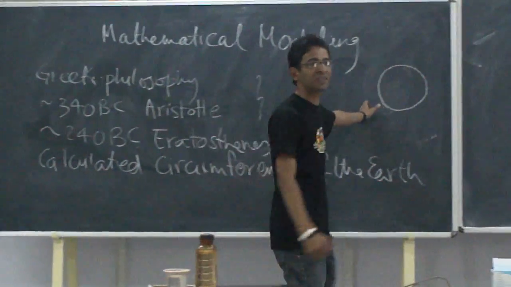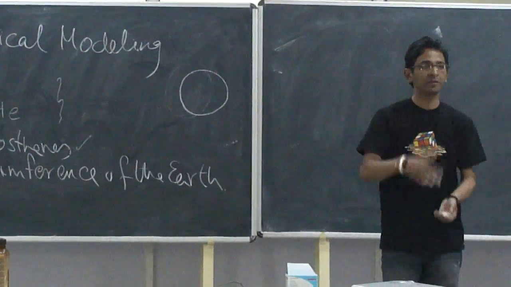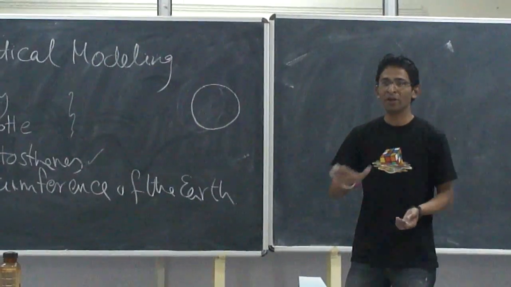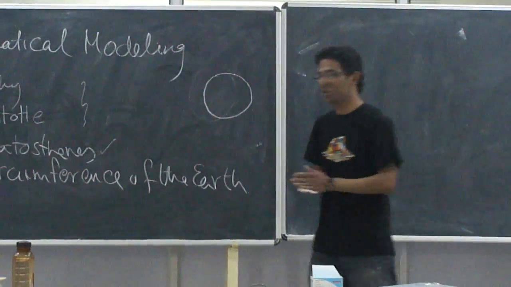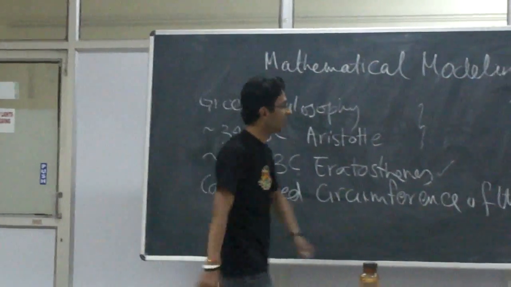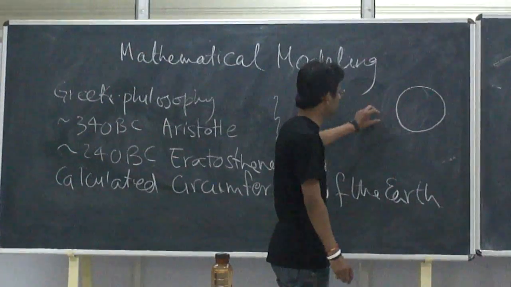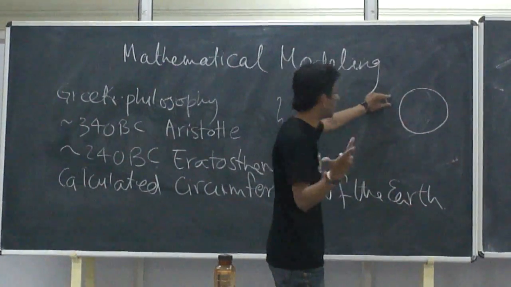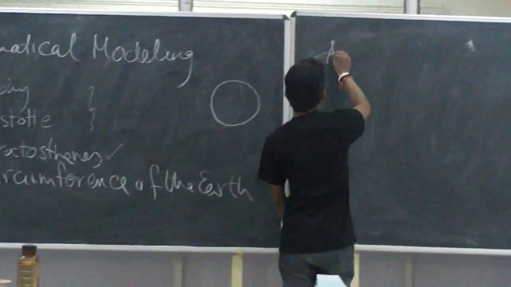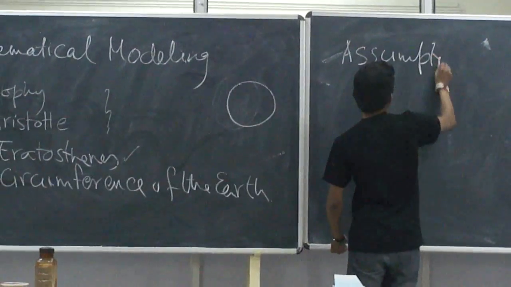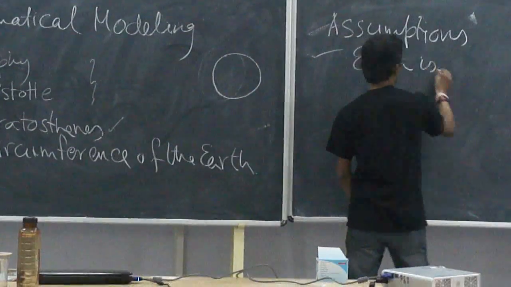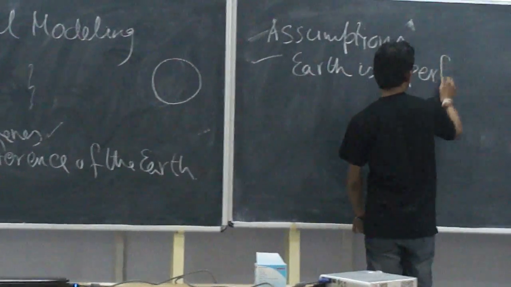Although now we know that that's not actually true. Earth is flatter near the poles. So it's like an orange which you step on gently and it just gets squished. But his idea was that the Earth is perfectly spherical. So his assumptions, I'm just going to write them down. So here is a perfect sphere.